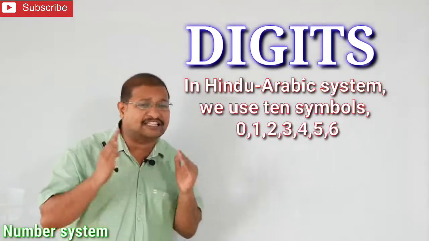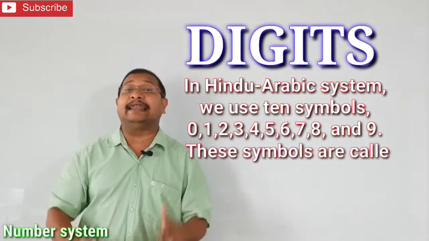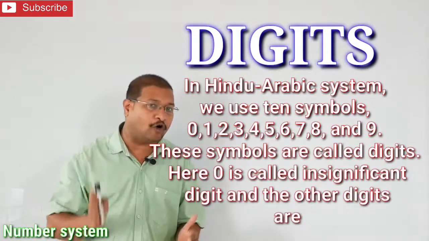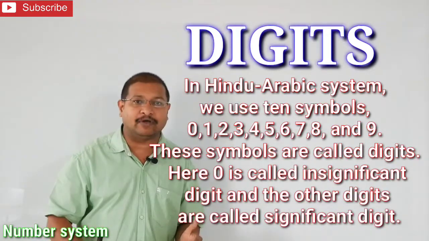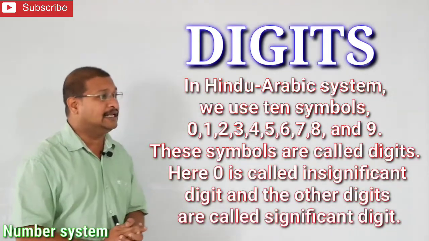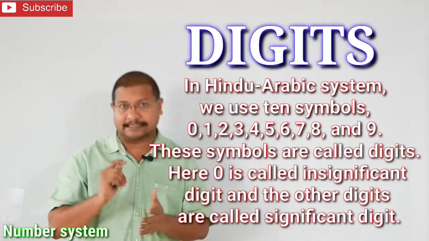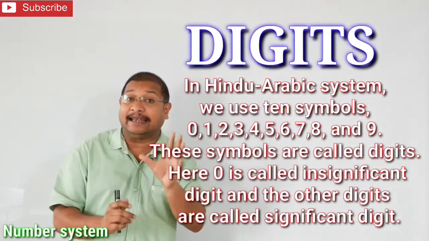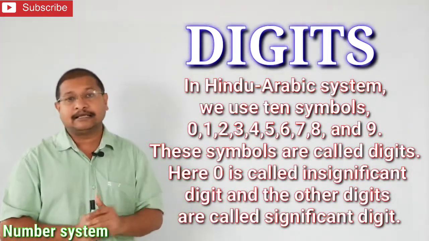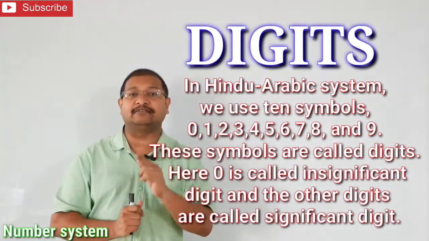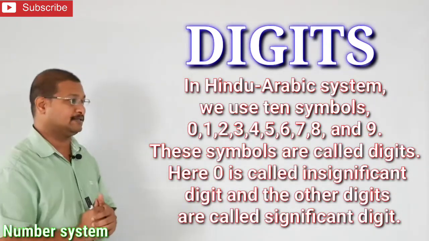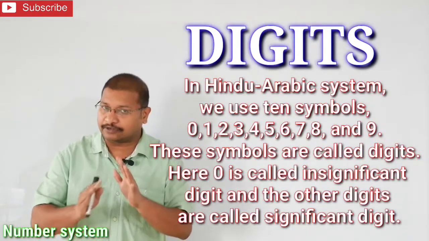In the Hindu Arabic system, we use 10 symbols, that is 0, 1, 2, 3, 4, 5, 6, 7, 8 and 9. These symbols are called digits. Among these 0 to 9, there are 10 digits. Out of this, 0 is an insignificant digit and all others are significant digits. Ready? So we got it now, the digits.